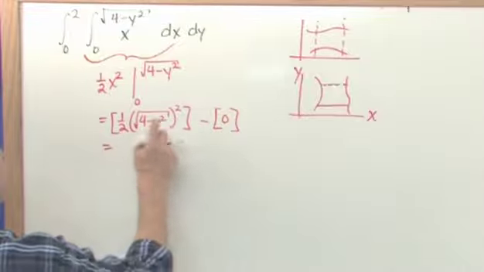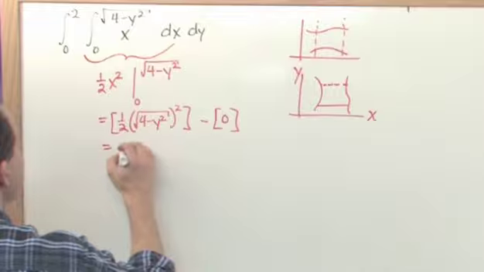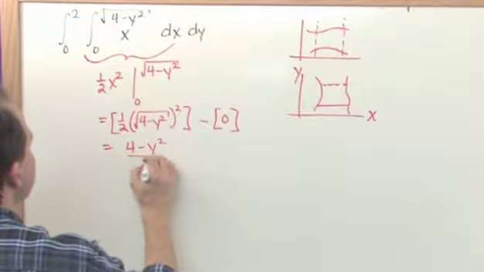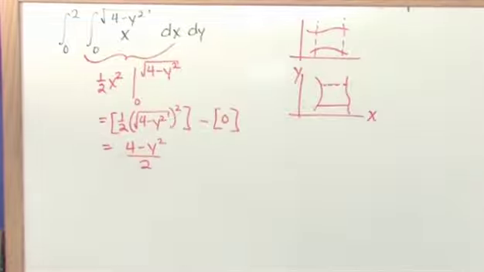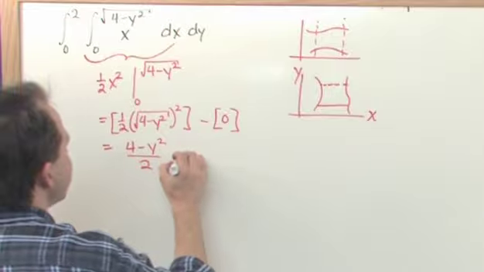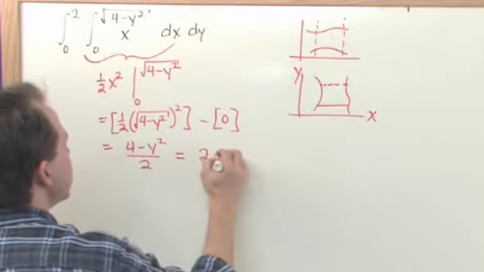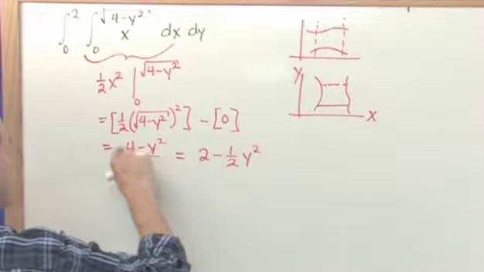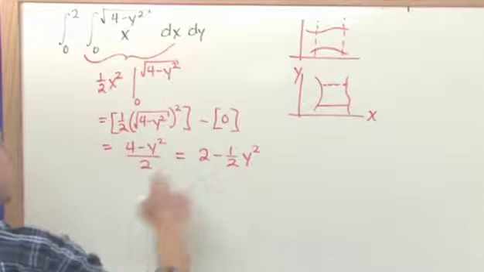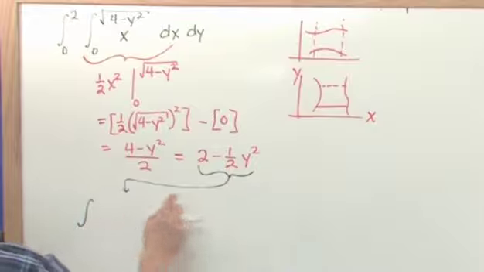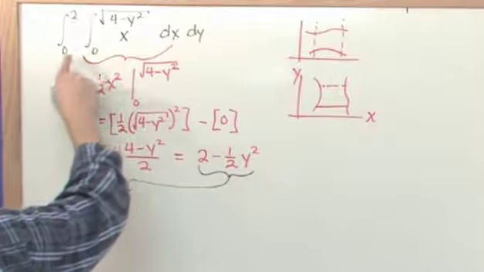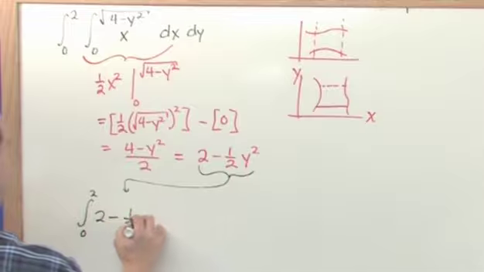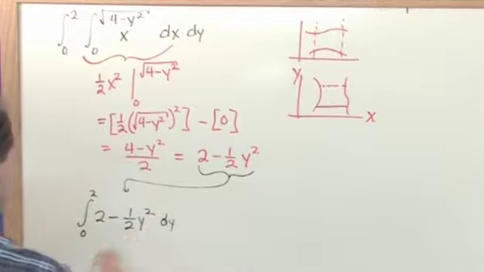And then over here, the square of the square root drops the square root away. So on the top, I'm going to have 4 minus y squared over 2. That's what that's going to reduce to, because the square root goes away. And that's going to reduce to 4 divided by 2 gives me 2 minus 1/2 y squared. All I'm doing there is taking these two and dividing and getting 2, and taking these two and dividing and getting this. Okay, so now I'm going to take what I've arrived at here and plug it back into this outside integral from 0 to 2, 2 minus 1/2 y squared dy.